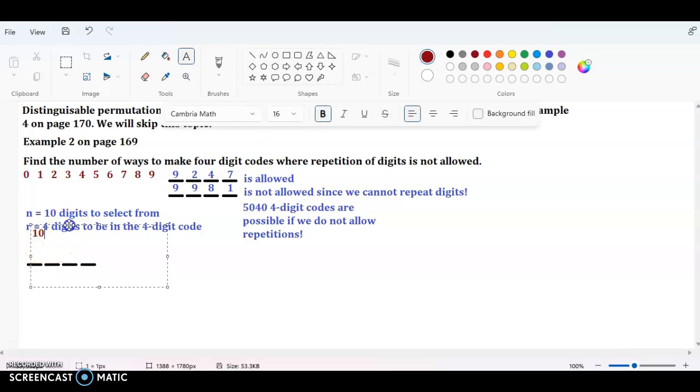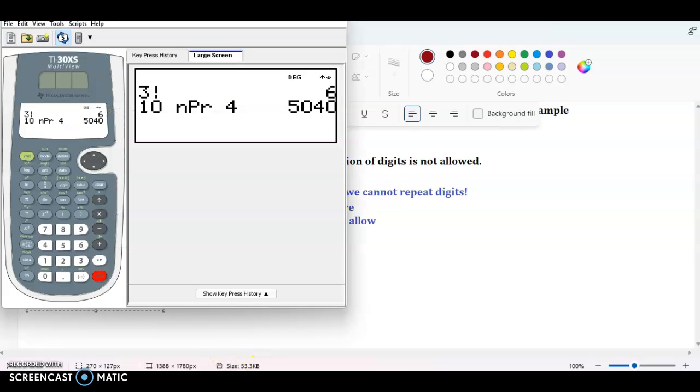Then after you select that first digit, you cross it off. How many more digits can you select from? Remember, we can't repeat digits. So after selecting the first digit, we have 9 more to choose from. Then after selecting the second digit, crossing it off, how many more digits are left? We have 8. And after selecting the third digit, we have 7 more digits. So if we do 10 times 9 times 8 times 7 on your calculator, it should give you the exact same answer.